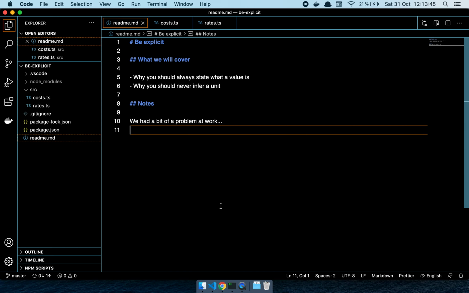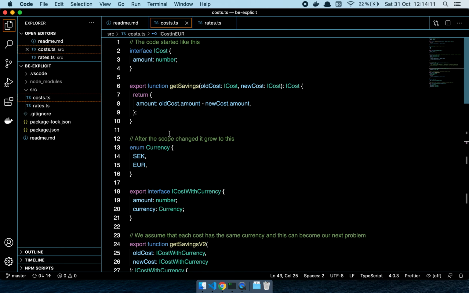Okay, guys, so today you and I are going to talk about being explicit. So let's get into it. I'm going to share a story from work and why you should always state what a value is, and why you should never, ever infer a unit. So let's get into it. I'll show you some example code.